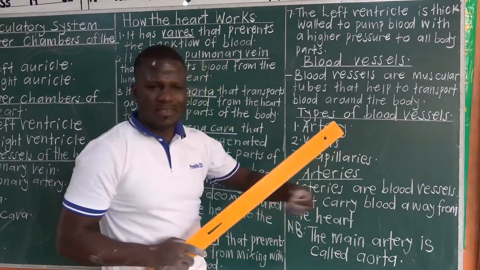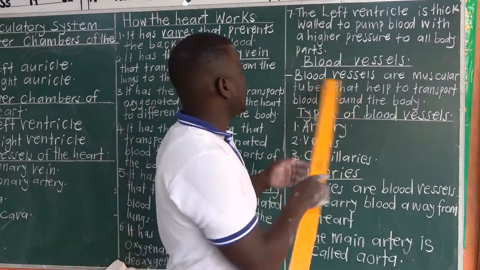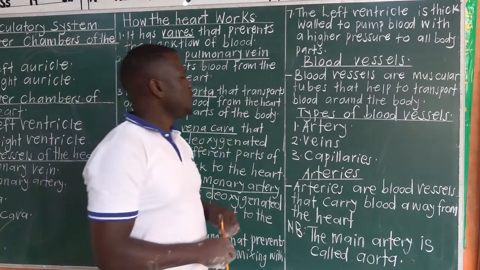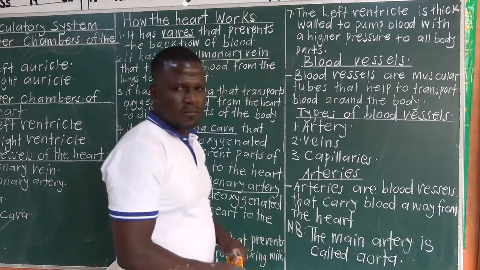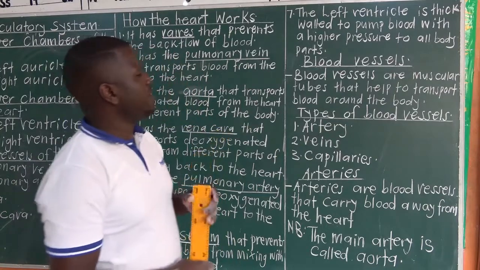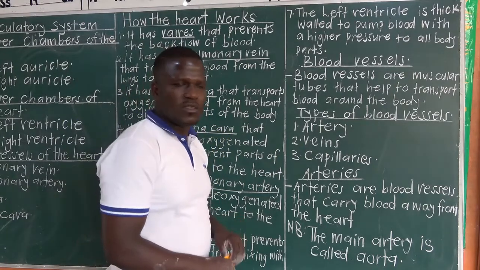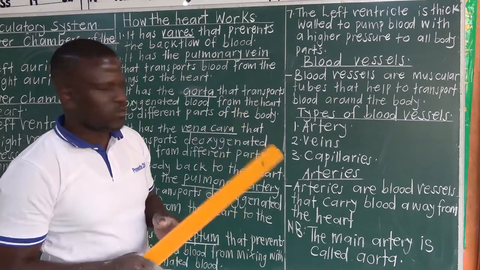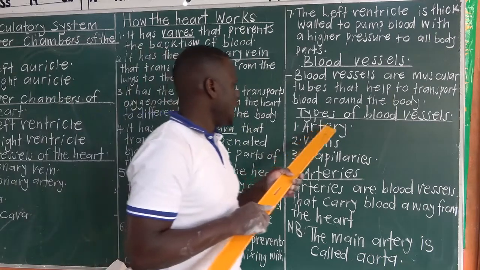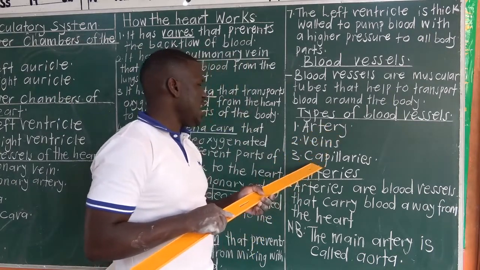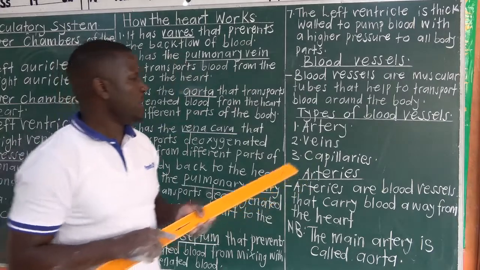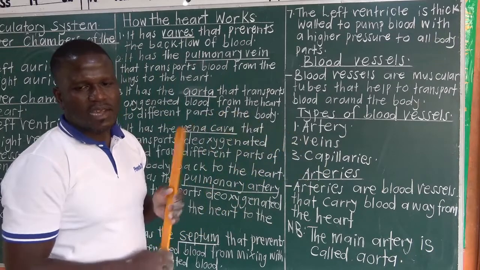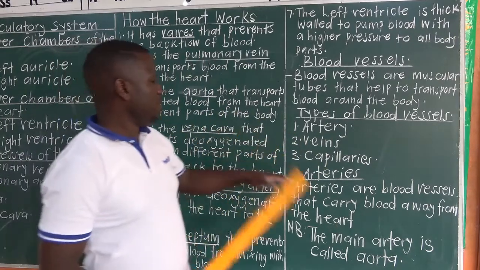They are called blood passages. Blood passes through these blood vessels. So, blood vessels are muscular tubes that help to transport blood around the body. We have three types of blood vessels. We have the artery, the veins, and the capillaries. Capillaries are also known as blood capillaries. We shall begin with the artery.